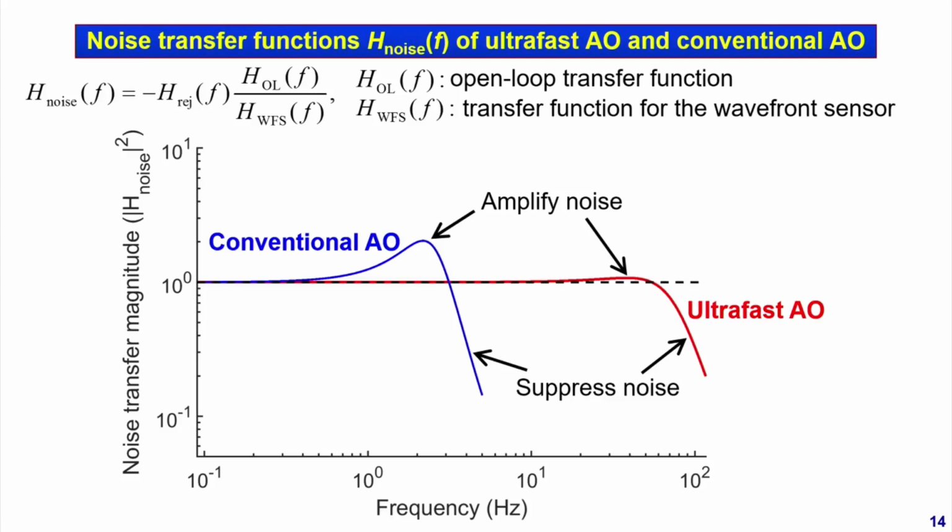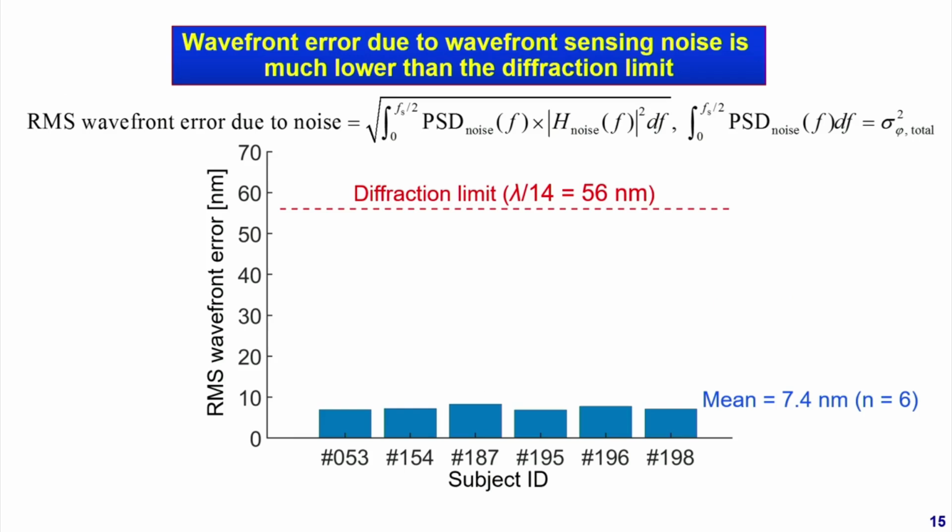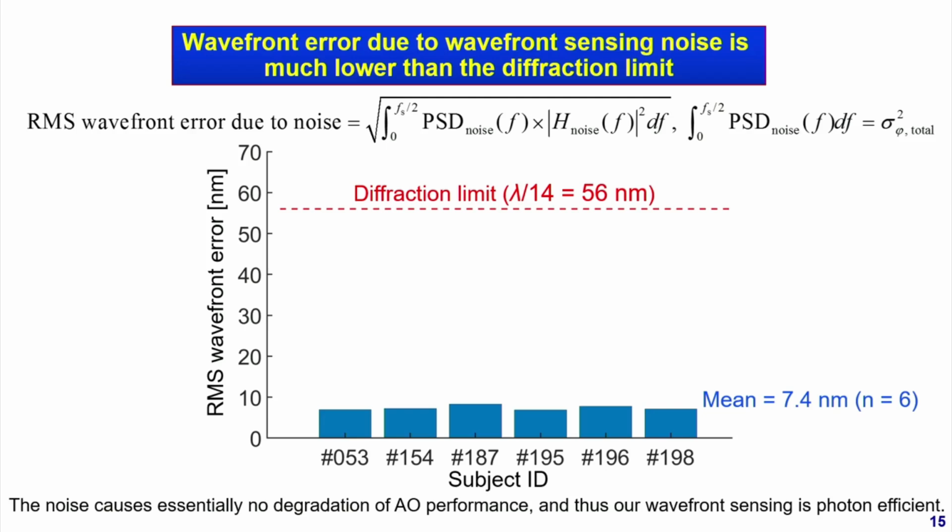Although ultrafast AO uses a high AO loop gain of 1, the noise transfer function shows almost no amplification of noise. In comparison, conventional AO amplifies noise more due to its longer latency. Considering both the wavefront sensing error and the noise transfer function, we calculate the RMS wavefront error due to noise to be 7.4 nanometers for 6 subjects, which is much below the diffraction limit. Hence, the noise causes essentially no degradation of AO performance, and our wavefront sensing is photon efficient.